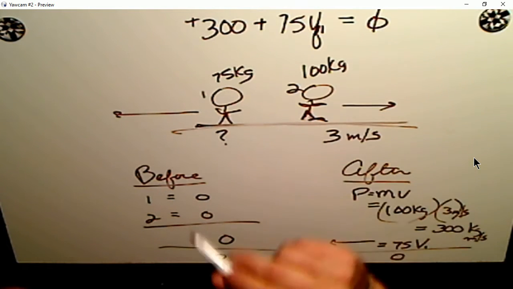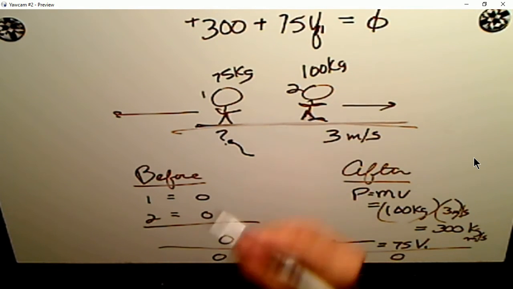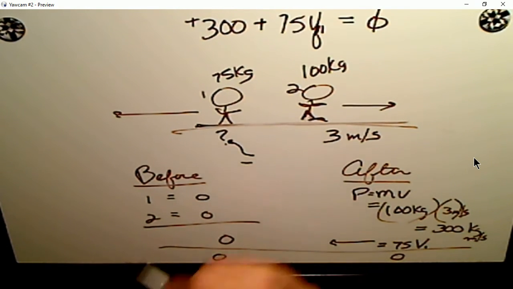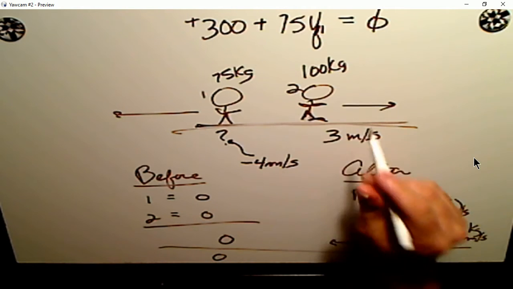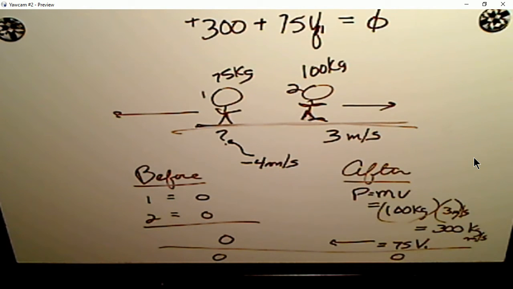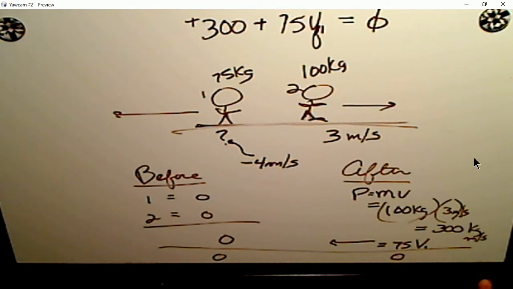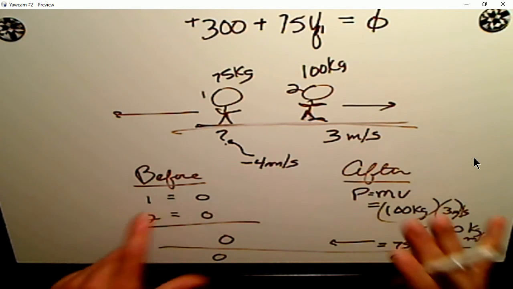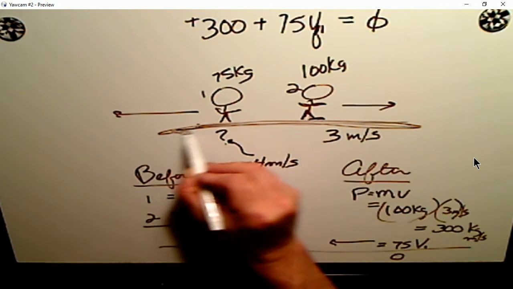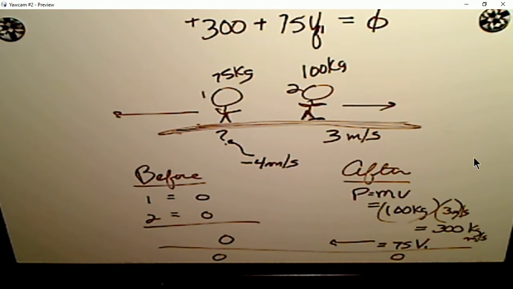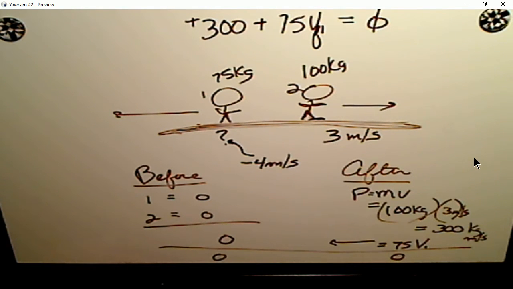Well, we can do the math very easily on that. And what is then that velocity? Negative 4 meters per second. So this person is going off in this direction at 3 meters per second. This one's going in the negative direction at 4 meters per second. Momentum is conserved. We're not talking about losing it to friction. In this case, a closed system on ice, very little friction. Momentum would be conserved.